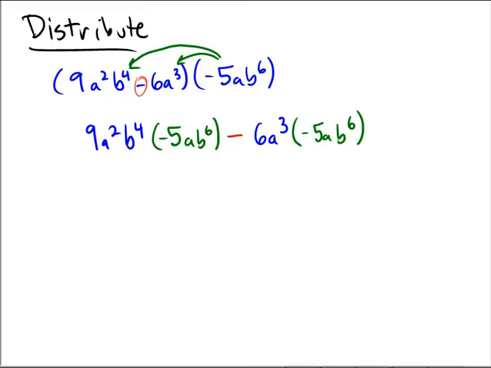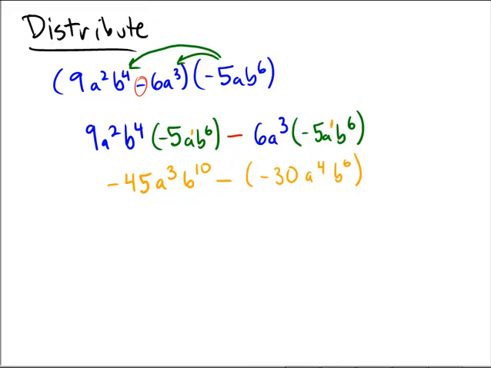As we move down to the next step, we would see 9 times negative 5, which is negative 45. A squared times a, remember there's an understood 1 there, so that's a total of a cubed. B to the fourth times b to the sixth is b to the 10th, and that's being subtracted by negative 5 times 6, which is negative 30. Then we'd have a cubed times a to the first, which is a to the fourth, and no more b's over here, but b to the sixth located there.